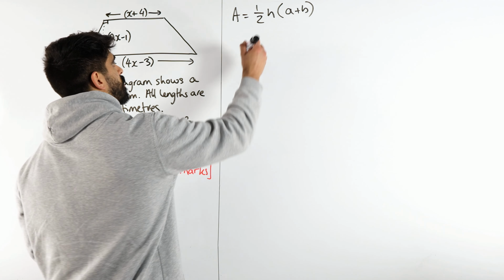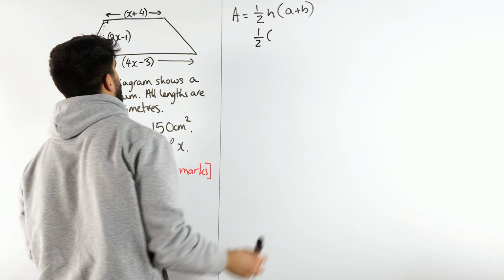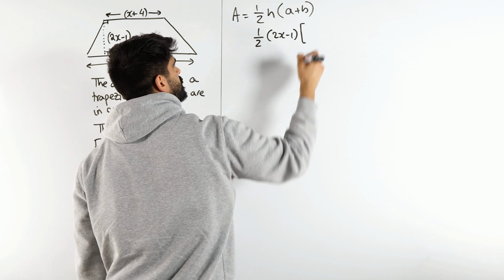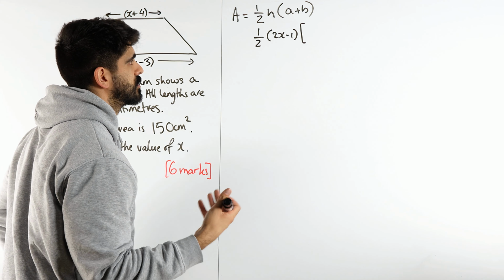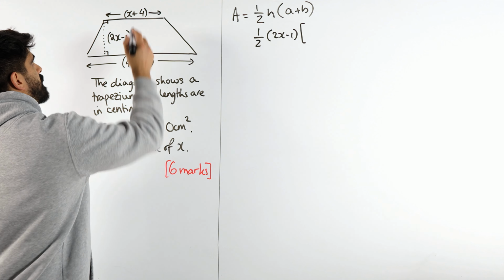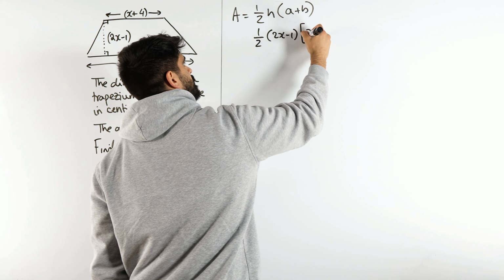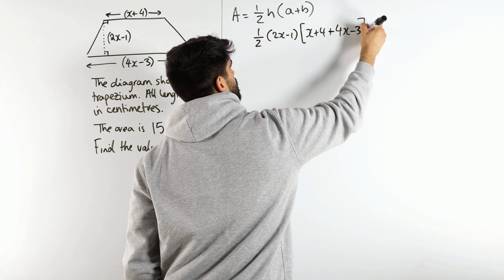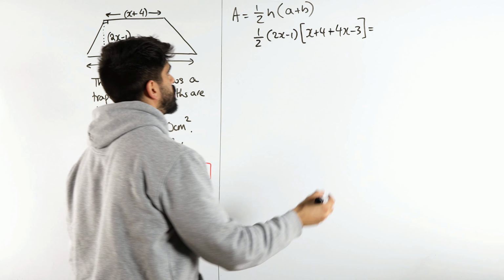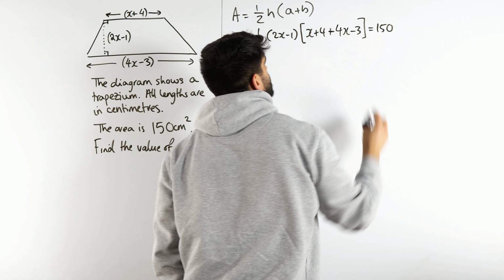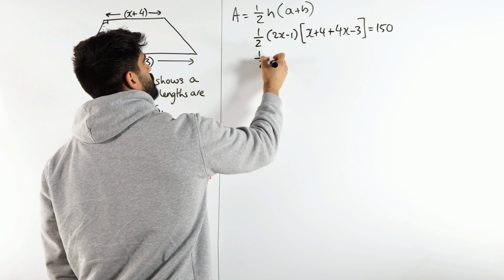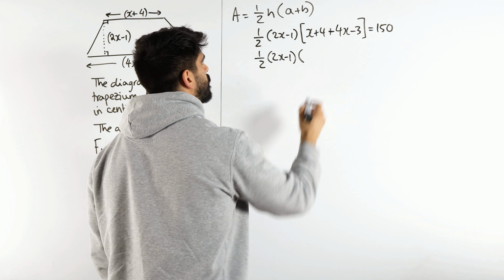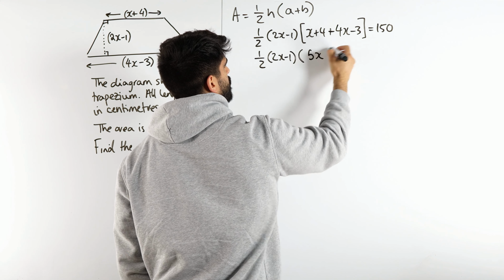Okay, so we are saying that the area is a half h, which is 2x minus 1, times, so I use a square bracket just not to use too many of the same shaped bracket, a plus b, so x plus 4 plus 4x minus 3. And I've said that area is equal to 150. Okay, so we have a half of 2x minus 1. Here I'm going to use a circular bracket now. 4x plus x is 5x. 4 minus 3 is uno.